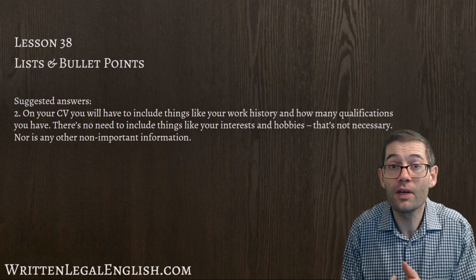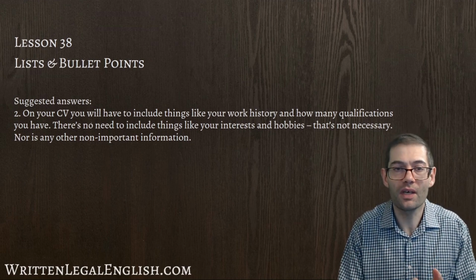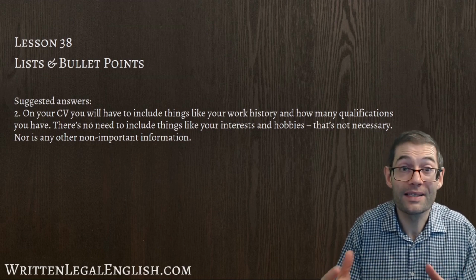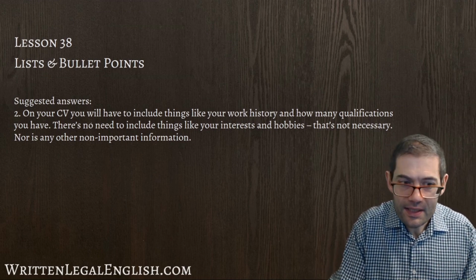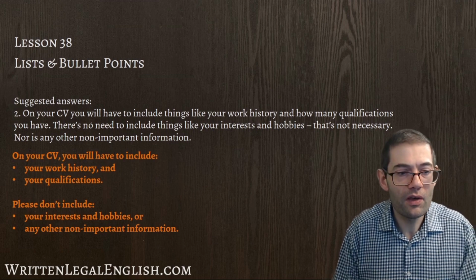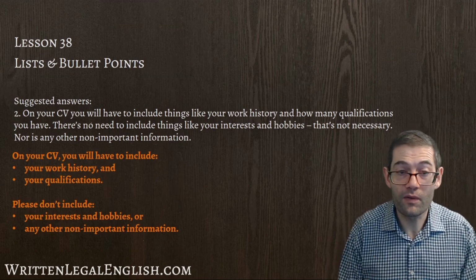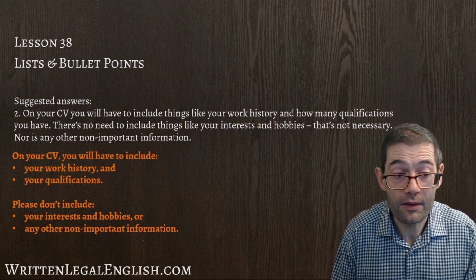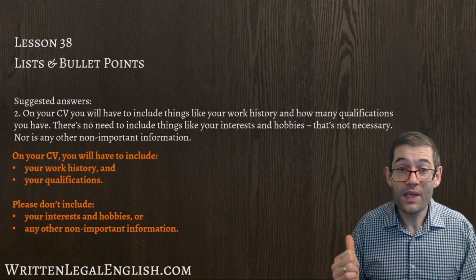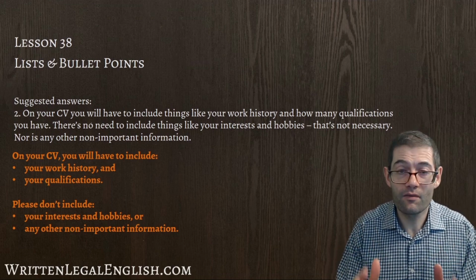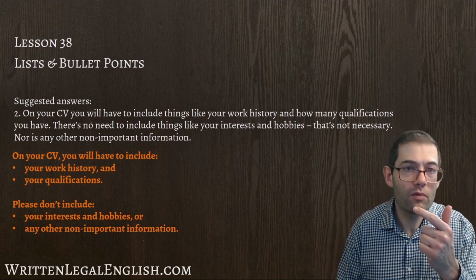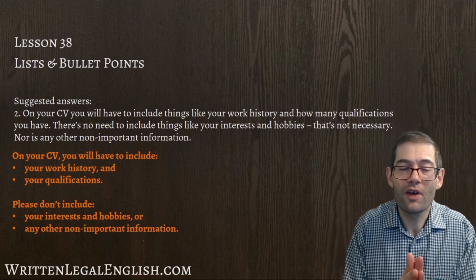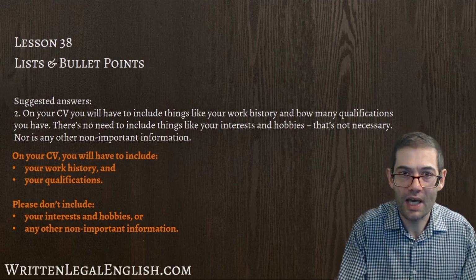First of all, we're including information that we don't need to communicate, and we could potentially be creating complicated sentence structures. So if we list things instead: on your CV you will have to include your work history and your qualifications. Please don't include your interests and hobbies or any other non-important information. This breaks it down very simply. What you have to include, what you don't have to include. It cuts out all of the unnecessary language, very clear communication for the reader to react to.